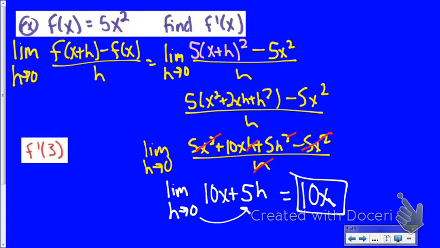Now I can use that. That's the derivative of the entire function. I can use that derivative now to find the slope of the tangent line at any single point in this graph I want to. So for example, if I want to find f prime of 3, all I need to do is plug in 3 to my derivative. 10 times 3 is 30. So when x is equal to 3, the slope of my tangent line is 30. The instantaneous rate of change at that point is 30. And I can use that for anything I want to. I can do f prime of negative 2, and I can get the slope of the tangent line at that point too.